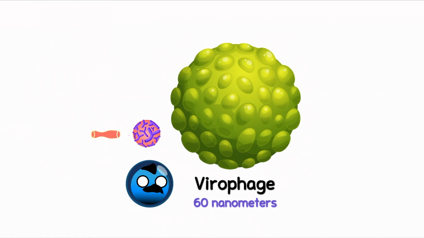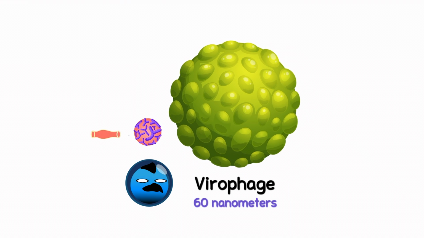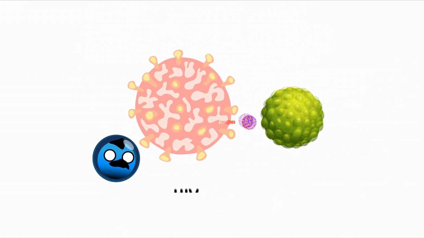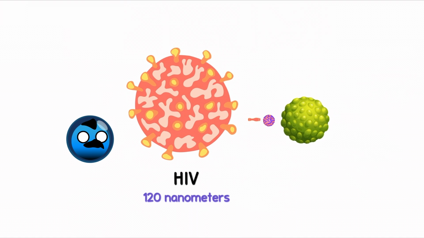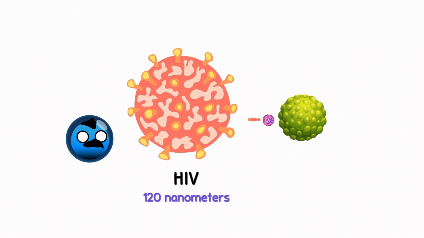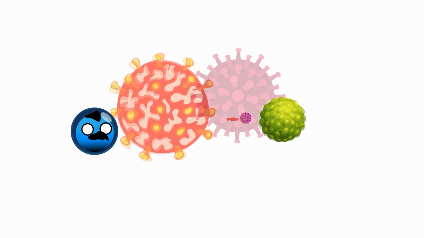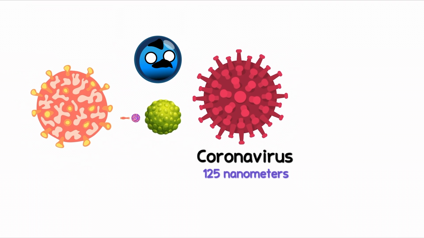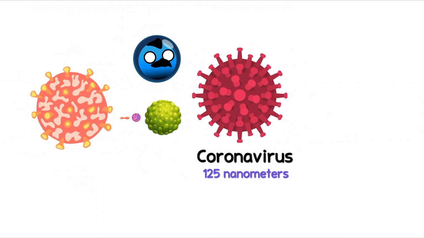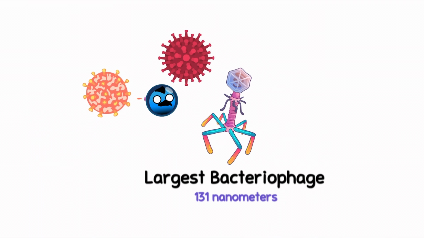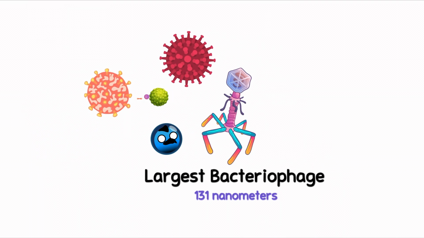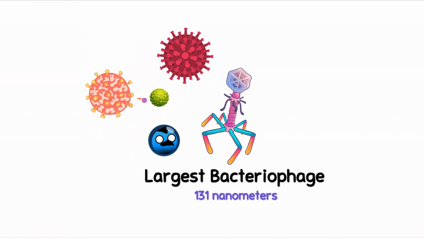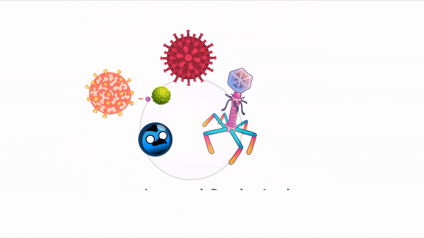Virophage, 60 nanometers, tiny viruses that infect other viruses. HIV, 120 nanometers, a virus that weakens the immune system. Coronavirus, 125 nanometers, a highly contagious virus that causes respiratory illness. Largest bacteriophage, 131 nanometers, a giant virus that infects bacteria.